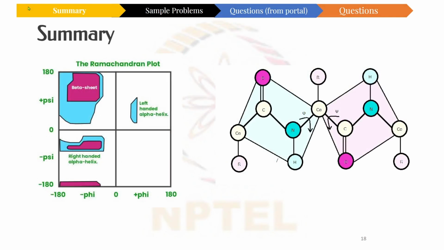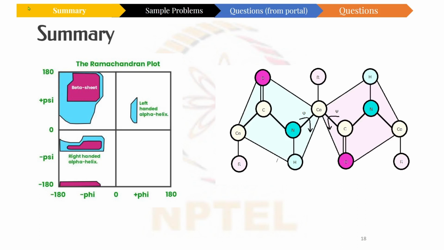So the Ramachandran plot is a tool used in structural biology to visualize the dihedral angles, that is phi and psi angles, and these angles describe the rotation of peptide bonds between the amino acid residues. These plots help in assessing the allowed and disallowed regions of the backbone conformations based on steric clashes and hydrogen bonding. The Ramachandran plot is divided into four main quarters or regions.